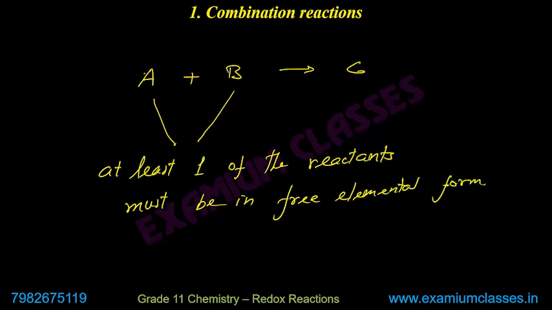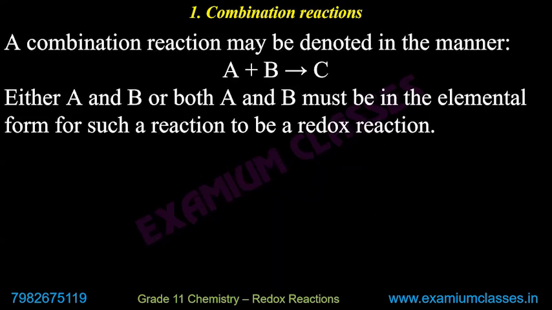Say H2, Cl2, Fe, for example Cl2, H2, O3, Mg, Al, like this. At least one, either A or B or both. At least one means both can also be in their standard elemental form. So it is of this form. Either A or B or both must be in elemental form for such a reaction to be a redox reaction. Otherwise, the reaction will not be a redox reaction, because we already know that. That's why we have written it in the definition.